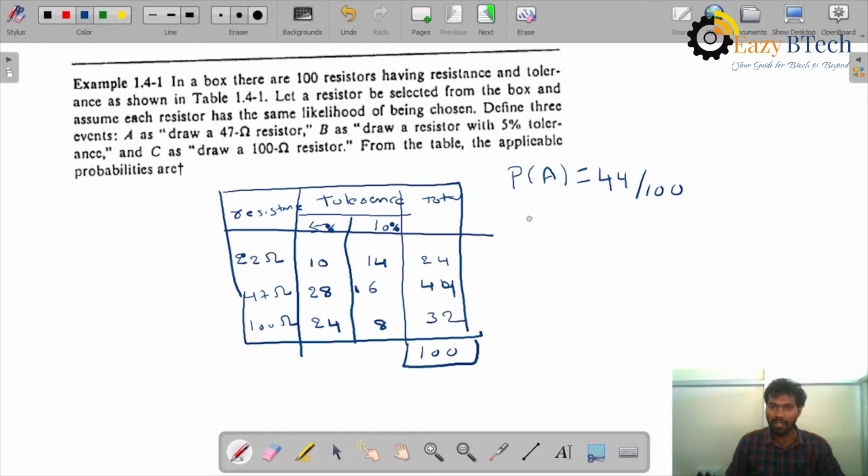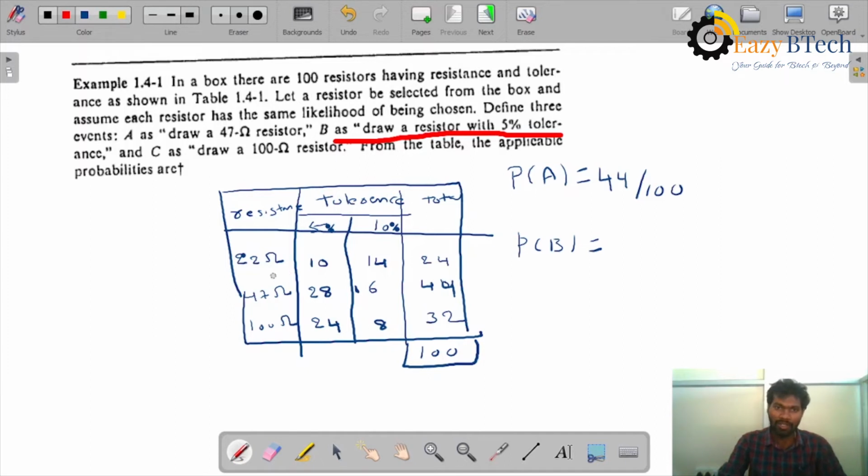Suppose I want to find out the probability of B. Now what is the probability of B? Probability of B means here they ask you, B means draw a resistor with 5% tolerance. So resistance with 5% tolerance.